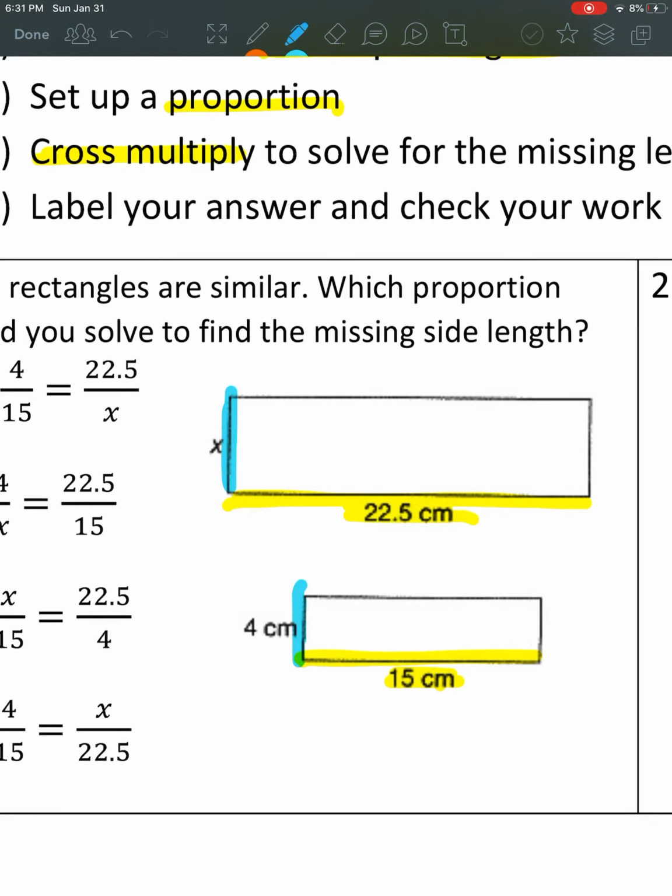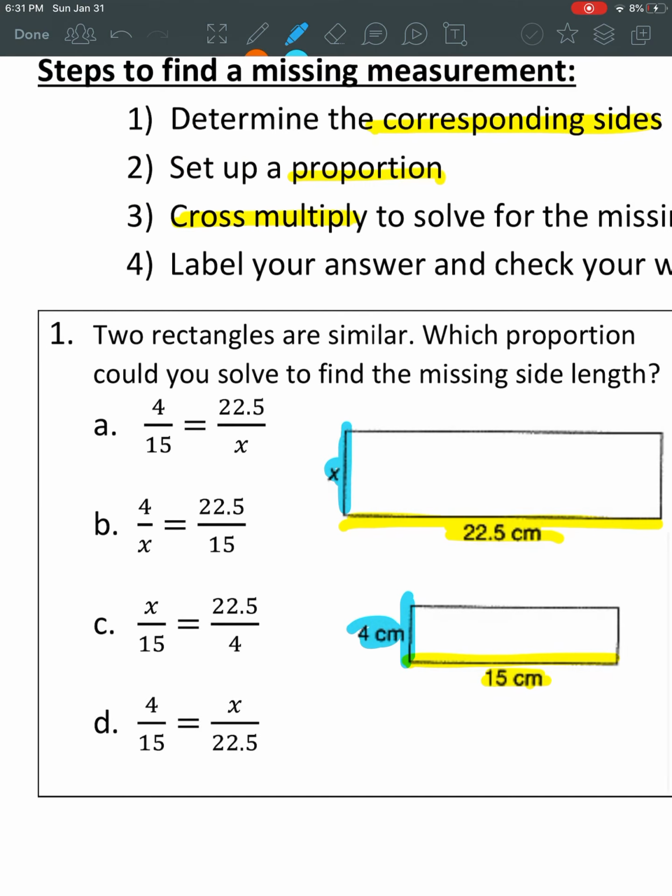22.5, so that's our long side length. That matches up to 15. And then the shorter side length, X, matches up to our 4. So setting up a proportion, let's see, we have 4 to 15. Okay, so that would work out.